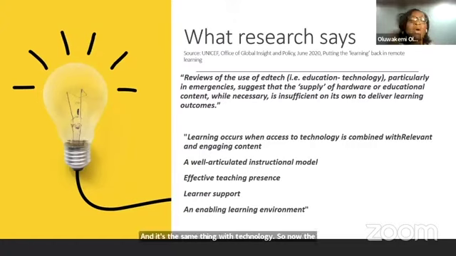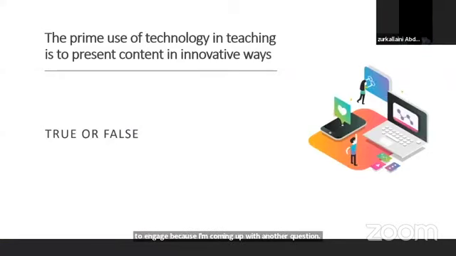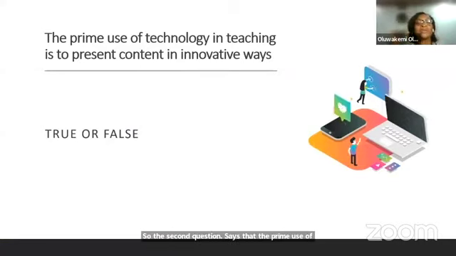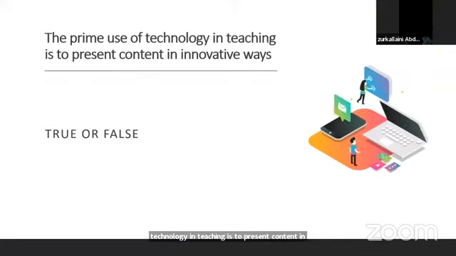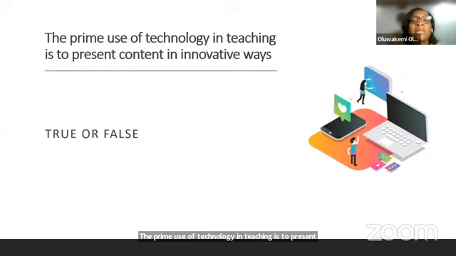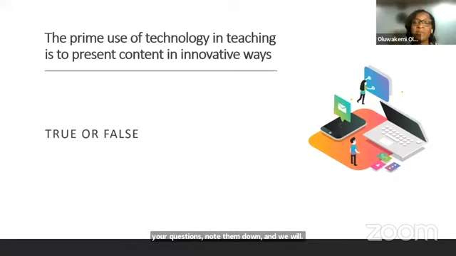Let's go to another question. Thank you for engaging with me, and please do continue to engage because I'm coming up with another question. The second question says that the prime use of technology in teaching is to present content in innovative ways. True or false? As many of us may have questions along the line, just note them down, and we will have time for questions and answers. Don't let any of them slip away.